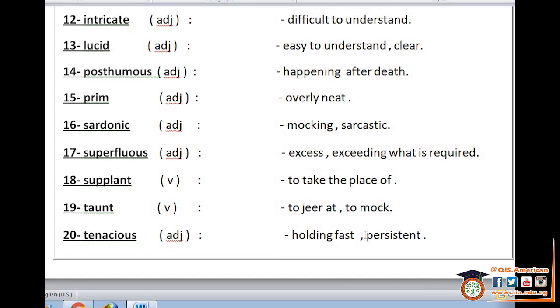This is persistent or holding fast. All right, when I say the police have to be tenacious in their pursuit or their chasing the thieves and robbers, this is tenacious, holding very fast or determined very well. All right, this is the end of vocabulary.